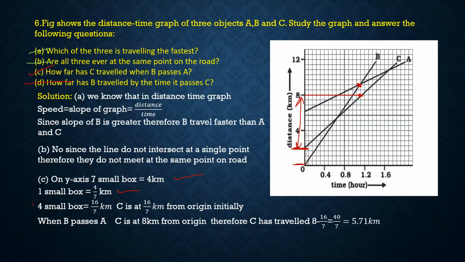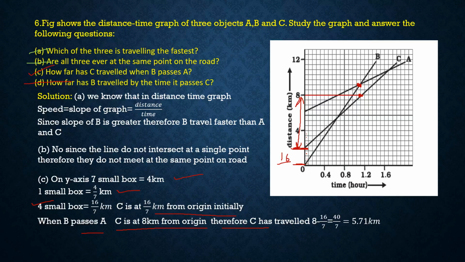When B passes A, C is at 8 km from the origin. Therefore C has traveled 8 minus 16 by 7, this distance is 16 by 7. 8 minus 16 by 7, so we will get 5.71 kilometer.